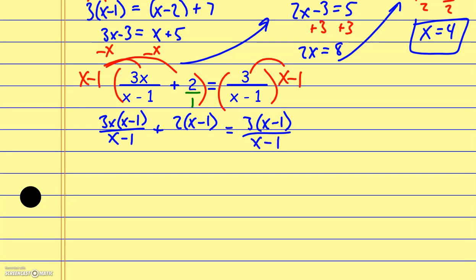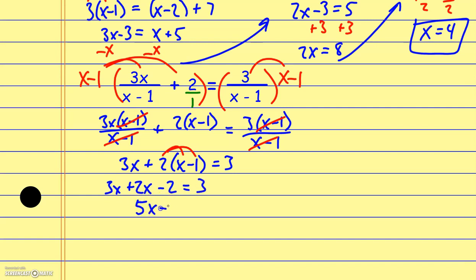All right? So now I reduce each of these fractions. Here these guys cancel, here these guys cancel. And so what I'm left with when it's all said and done is a 3x plus 2 times x minus 1 equals 3. All the fractions have disappeared. Now this is a very simple equation to solve. I distribute and combine like terms. That's a 3x plus 2x minus 2 equals 3. That's a 5x minus 2 equals 3. And now I finish solving from here.